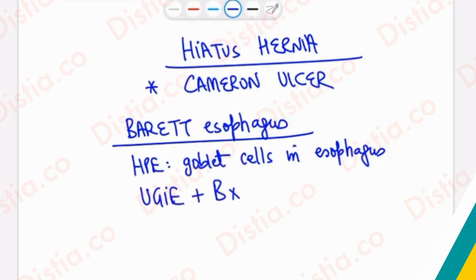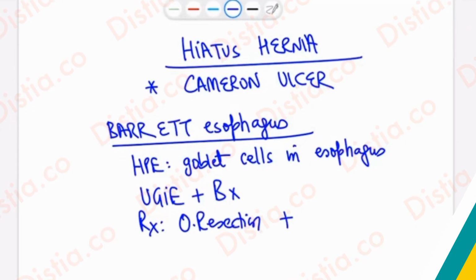The investigation of choice for Barrett's esophagus is upper GI endoscopy with biopsy. Though the color of the mucosa in Barrett's esophagus is also different, I want you to understand that when it comes to Barrett's, the best way for diagnosis is a combination of endoscopy with a biopsy. It would be a punch biopsy, and then you will go for surgical resection of the afflicted part. He will also ask you that if you are going to resect some part of the esophagus, then what are you going to do for that component?